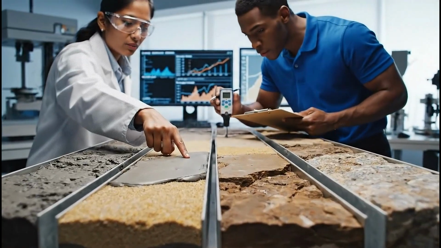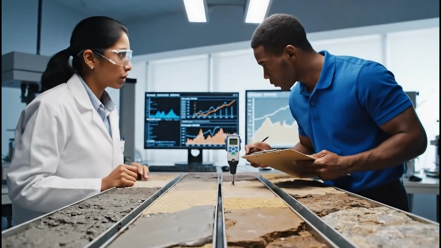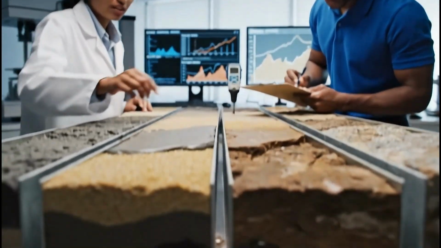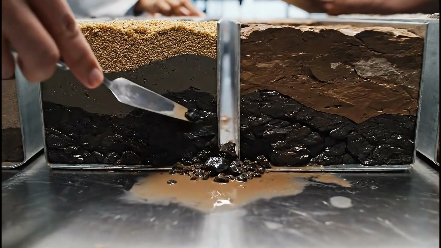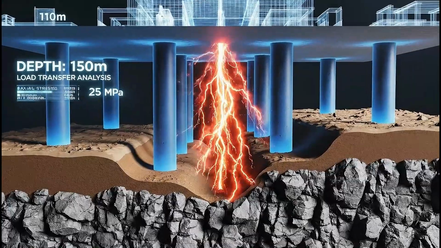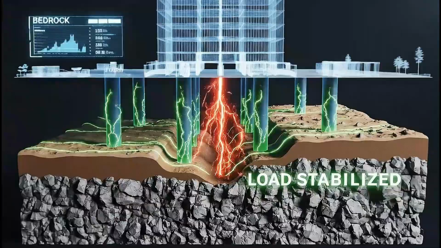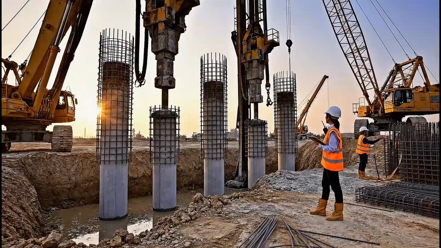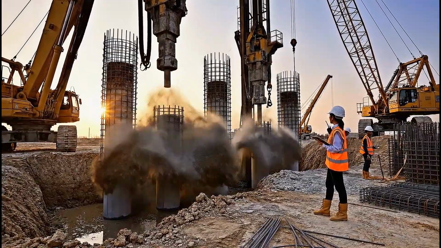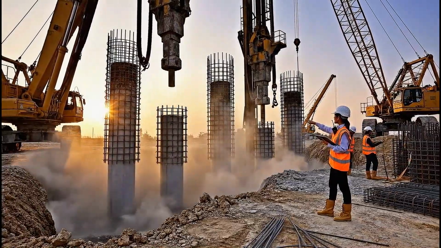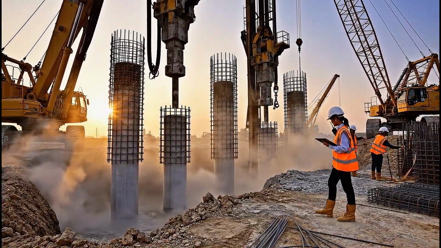This boundary layer between the shale and the clay is critical. Agreed. The bearing capacity drops significantly right here. Rig 2, maintain pressure. We need to reach bedrock by sundown.